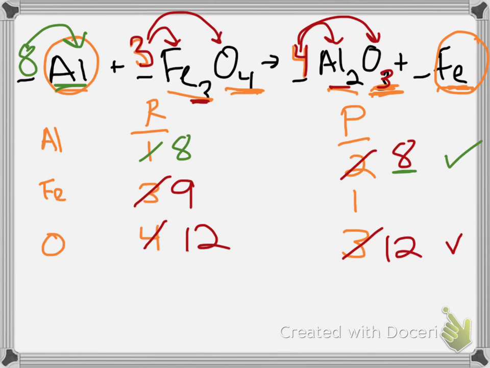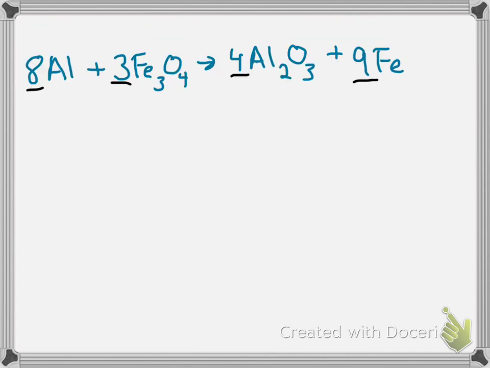So the last thing I need to do is make my irons balanced. So notice I have more irons on my reactant side, so I need to put a coefficient on my product side. I have 9 irons on my reactant side. So I'm going to put a 9 on my product side because I just have 1 iron here, and 9 times 1 gives you 9. And so now everything is balanced. And our final reaction should look like this.